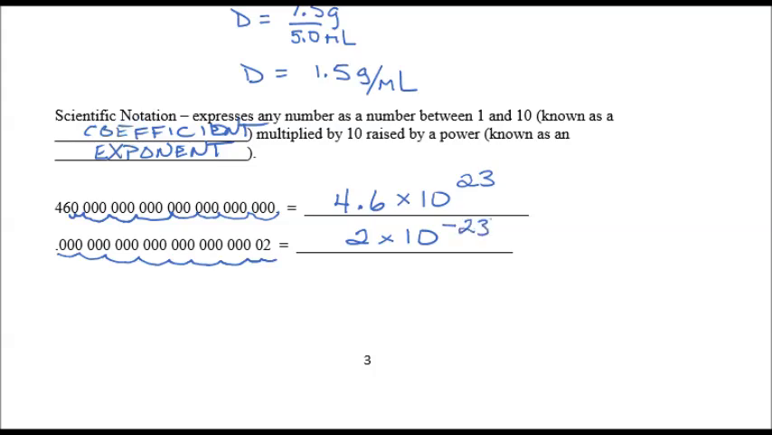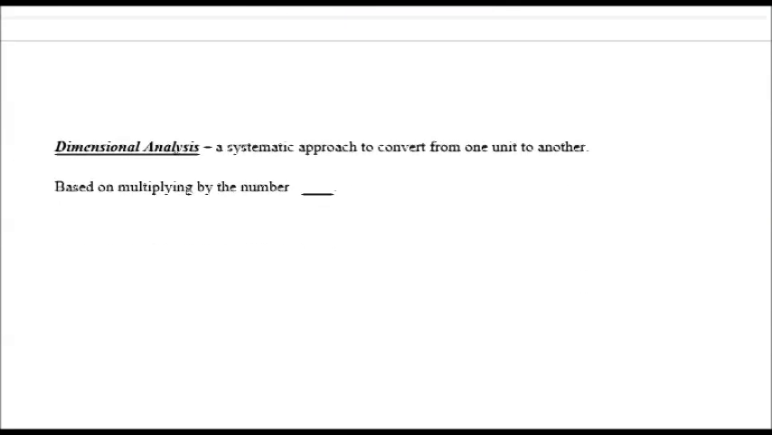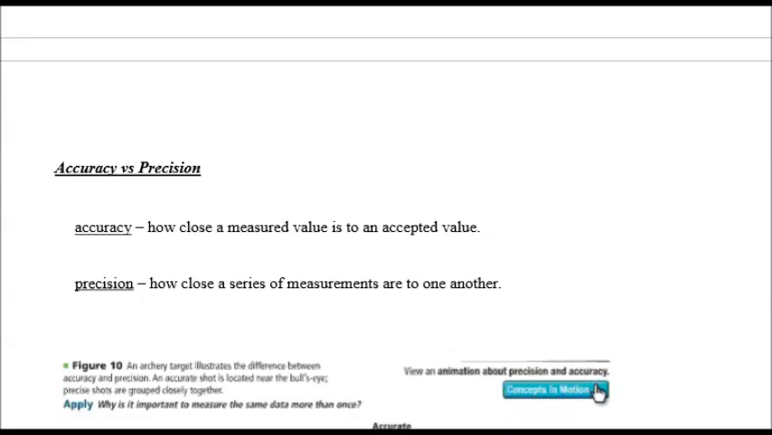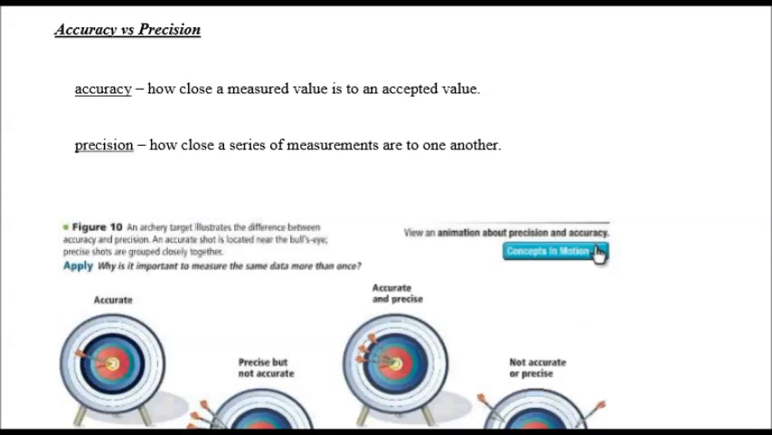On the next page, we have dimensional analysis, and we are going to forget about that for now, so we don't have to learn it yet. And then on the next page, we have accuracy versus precision. Accuracy is how close a measured value is to the actual answer. Precision is how close a series of measurements are to one another.